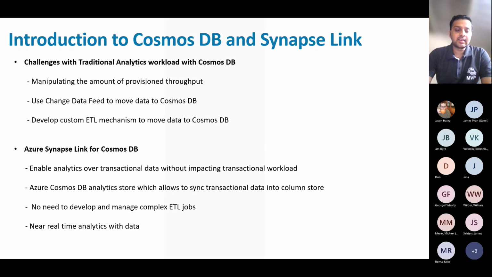Then the second challenge is using the change data feed to move data to Cosmos. In a normal relational database, we directly work with transactional records, so we do not maintain the history. But if there is a requirement where we want to maintain the history of data, then using the change data feature to move the data to Cosmos DB is a challenge. And then the third challenge is to develop a custom ETL mechanism to move the data to Cosmos DB.